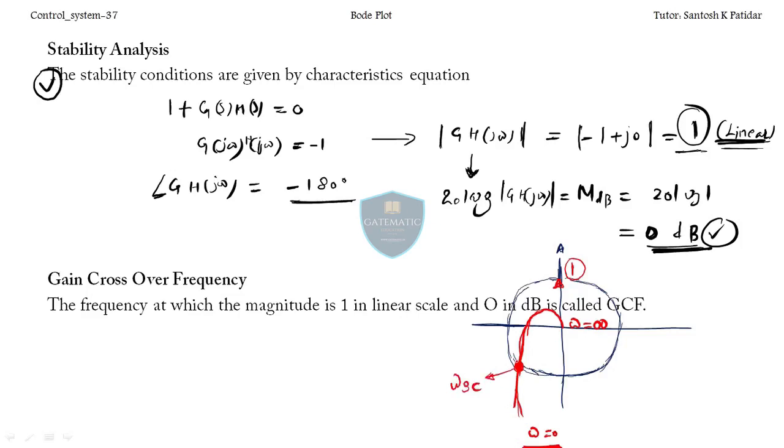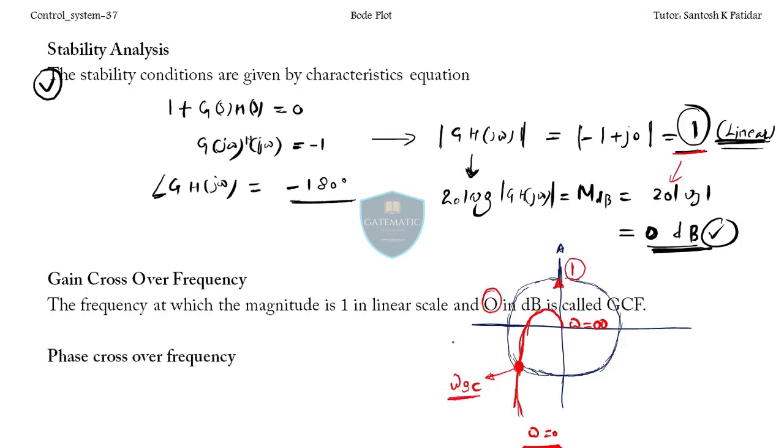The frequency at which the magnitude is 1 in linear and 0 in dB is the default condition. Definitely, if the magnitude is 1 in linear and you convert into dB, you will get 0 dB, isn't it? So this is the frequency, we call it omega GC.